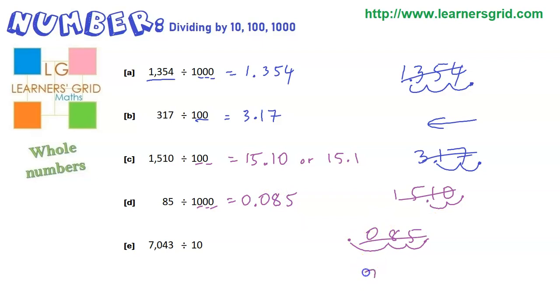And the last question here, 7043, decimal point here, dividing by 10, so that's 1 space, goes in 1, and the final answer is 704.3. And that's how they're done. Very, very straightforward.